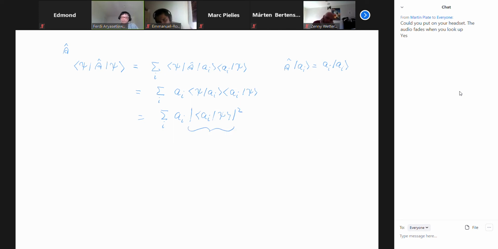The coefficient, the overlap of the state a_i with the state psi, taking the square of it, gives us the probability, or the weight, of finding this eigenvalue a_i. Yes. This is the expectation value of an operator in the given state psi. So this is usually what we have: a set of identical quantum systems, and we make measurements represented by some operator A, and the expectation value is then given by this expression here.